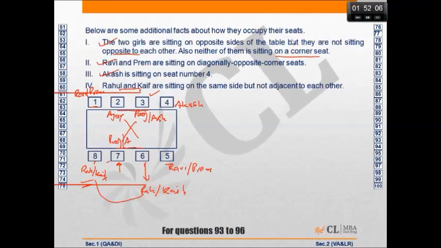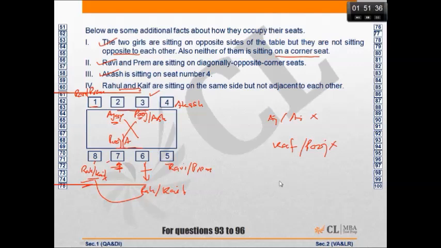So the choices are who cannot be sitting next to each other: Ajay and Ash. Ajay is here, Ash could be here. So Ajay and Ash cannot be the answer, it has to be incorrect. Next is Kev and Pooja. Kev can be either 6 or 8 and Pooja can be here. So they could be sitting together.